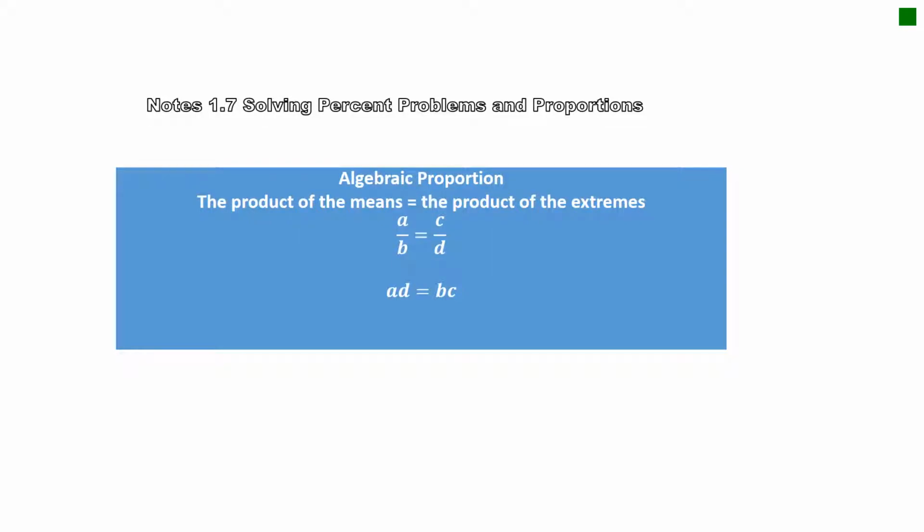So this is not going to be a surprise. Algebraic proportions. The product of the means is equal to the product of the extremes. What that means is I'm going to cross multiply, is what you guys call it. So A times D equals B times C.